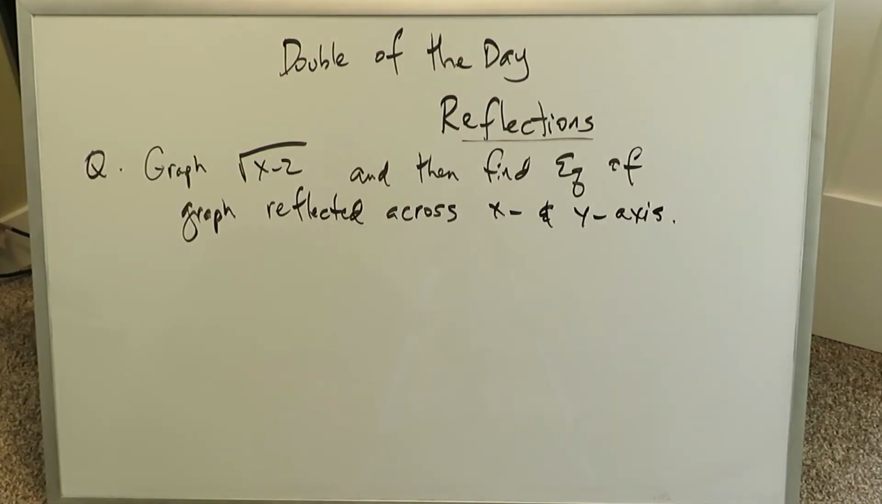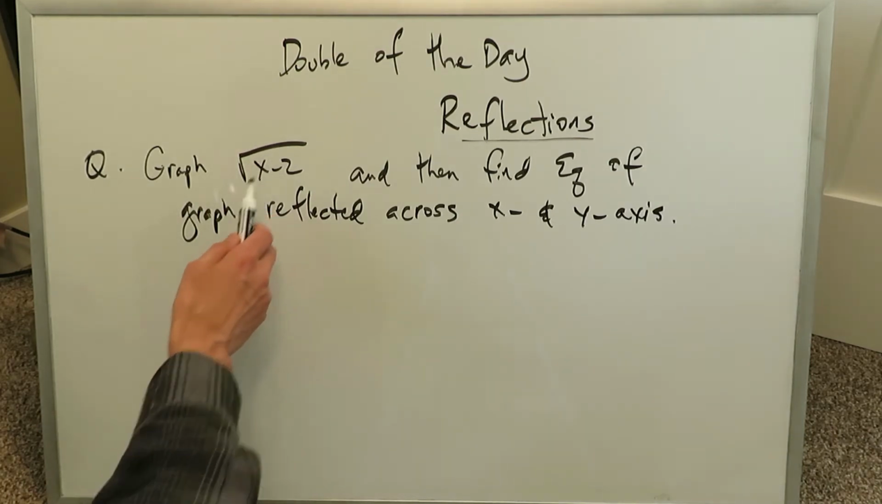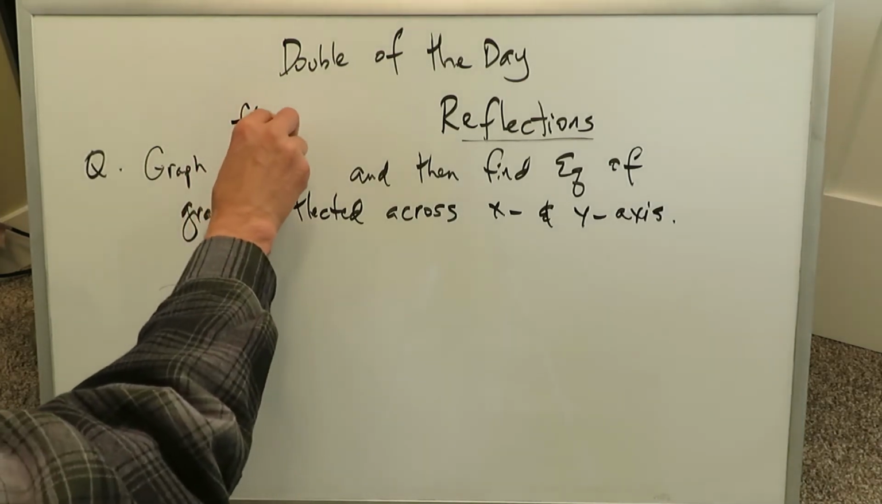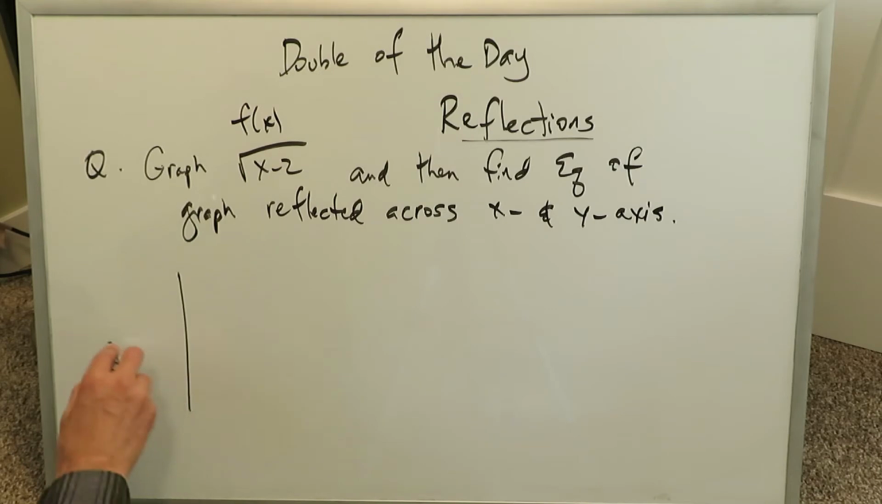Alright, let's look at this question, and I promise you this will be very interesting. We have to graph root x minus 2. And then we have to find the equation of this graph which is reflected across the x and the y-axis. So we'll have double reflections over here. Let's start with the graph, and this right here is my original function f of x. What's the graph of f of x?